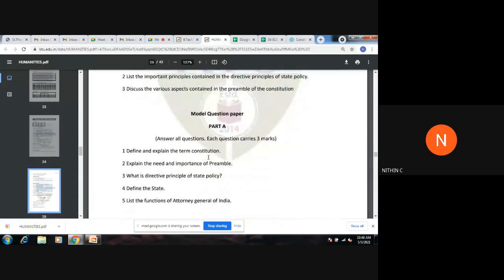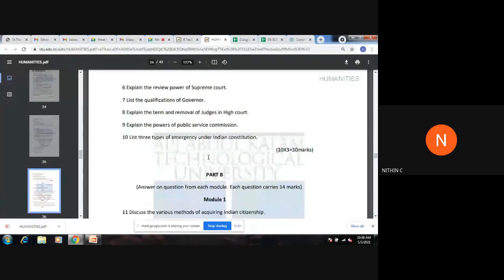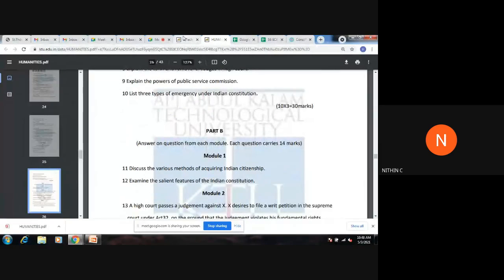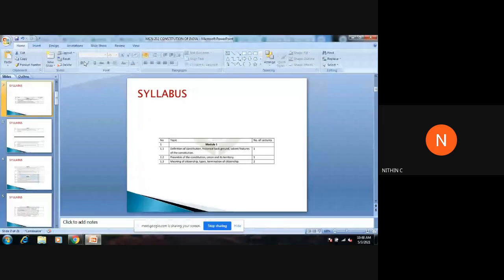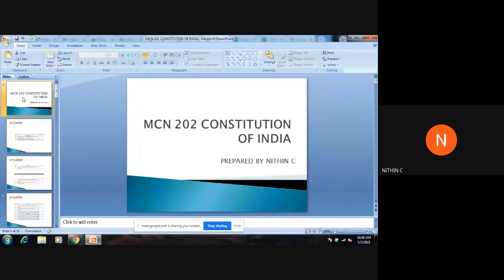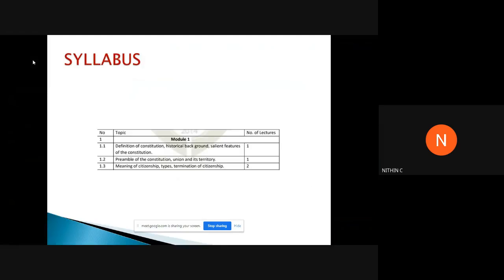This is a model question paper. So the first module we'll be dealing with the definition of constitution, then the historical background, then the salient features of the constitution, like which are the different features of the constitution, then the preamble of the constitution.